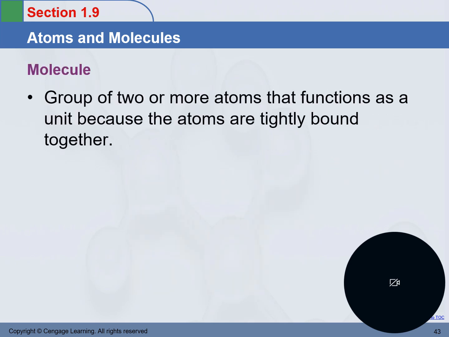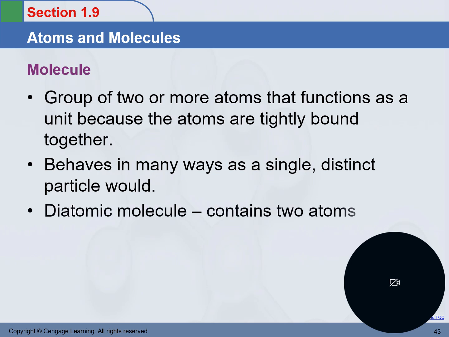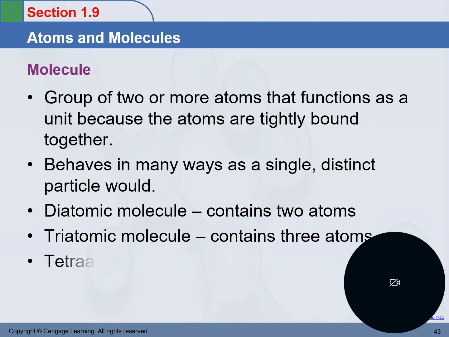Molecules are groups of 2 or more atoms that function as a unit because the atoms are tightly bound to each other. Behaves in many ways as a single distinct unit. They can be diatomic, they can be triatomic, or they could be tetra, penta, so on and so forth. So you're going to have to memorize just a few prefixes here, and hopefully those ones make sense to you.